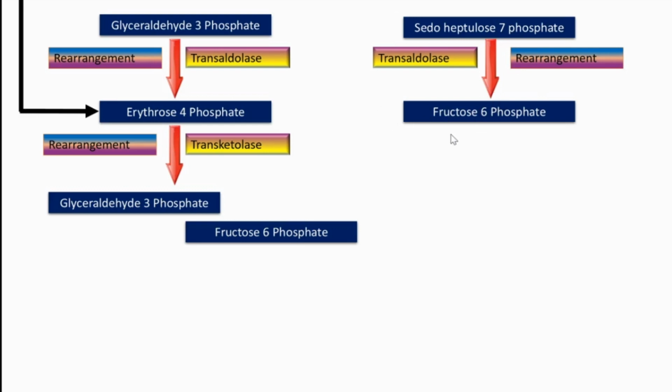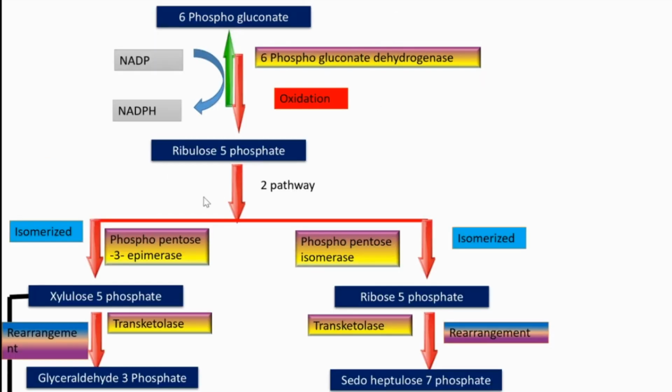Then we need to consider the other pathway. The ribulose 5-phosphate is acted upon by another enzyme called phosphopentose 3-epimerase. Epimerase. Here before it was isomerase. If it is epimerase, then that isomerization results in the production of xylulose 5-phosphate, another intermediate.